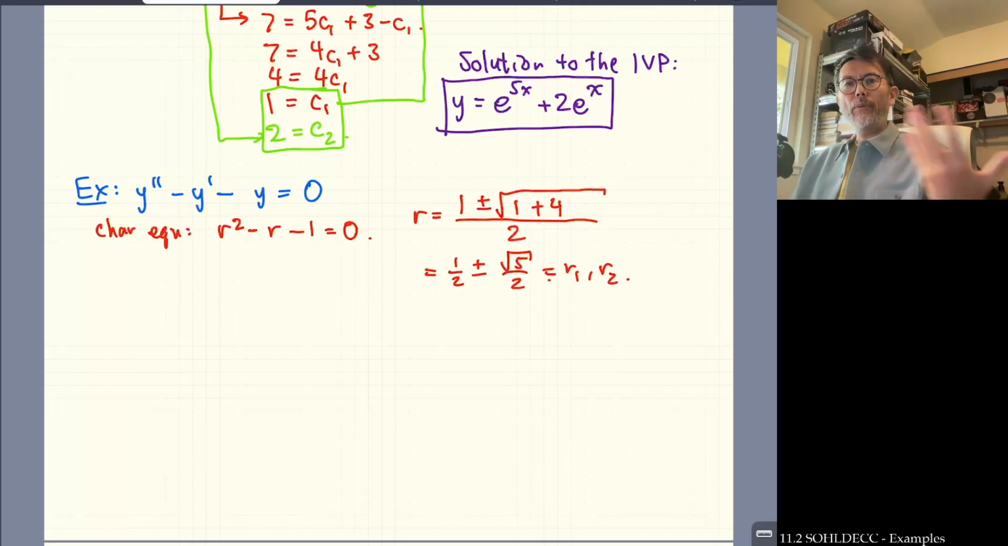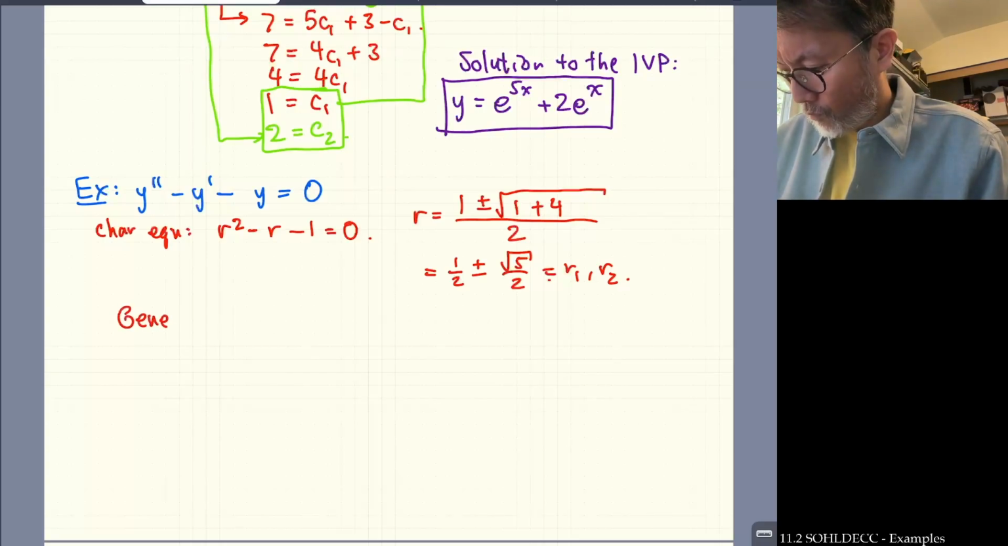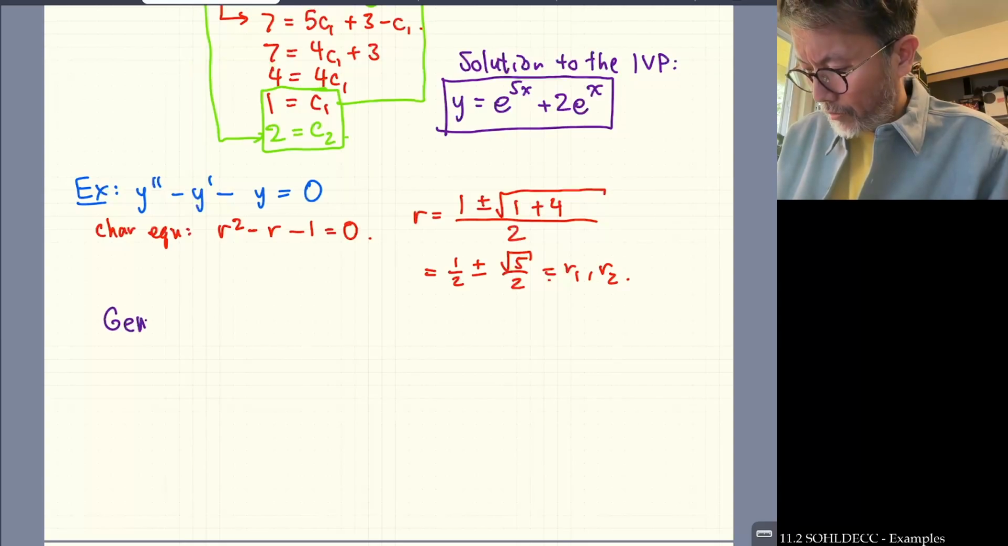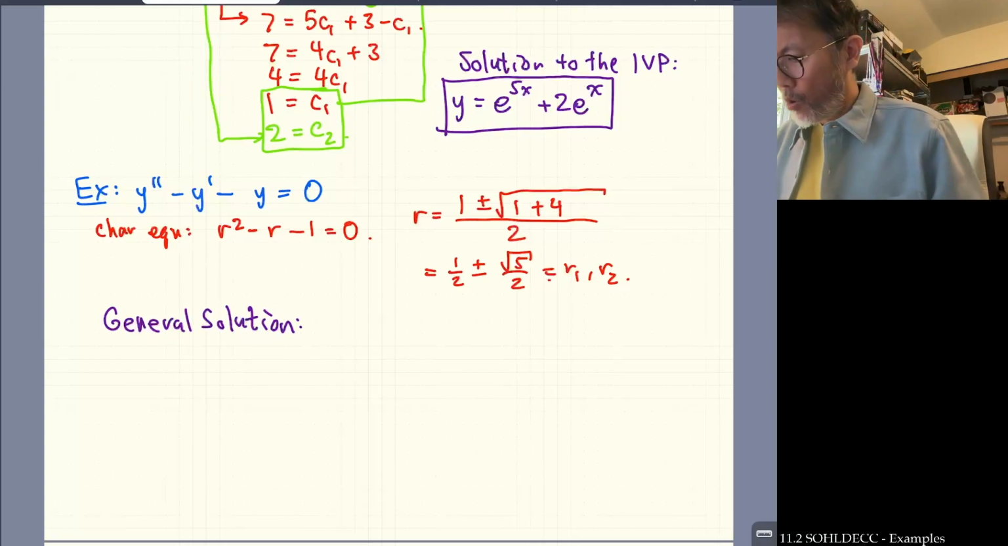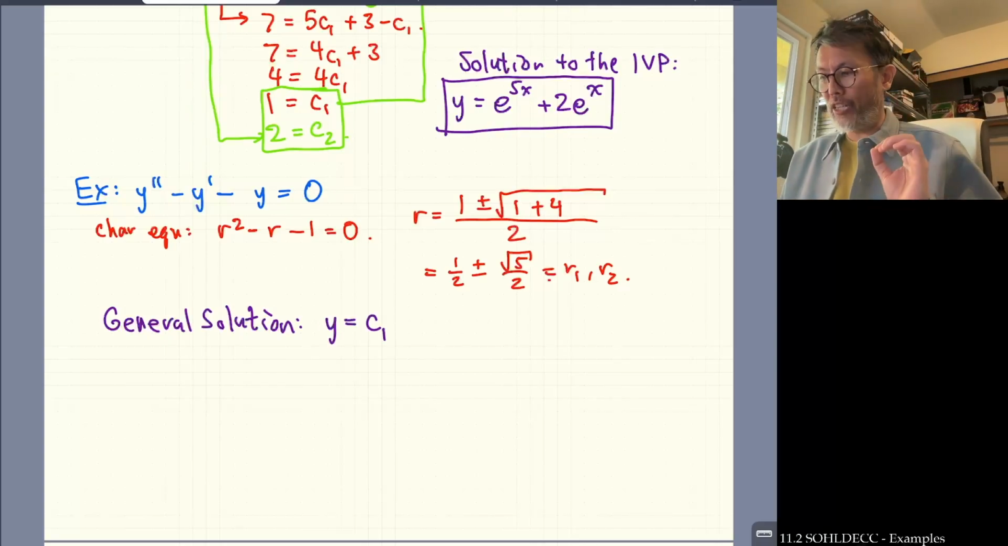We can take R1 to be the positive one and R2 to be the negative one. In which case the general solution to the differential equation is going to be y equals C1 times the exponential of R1 times x.